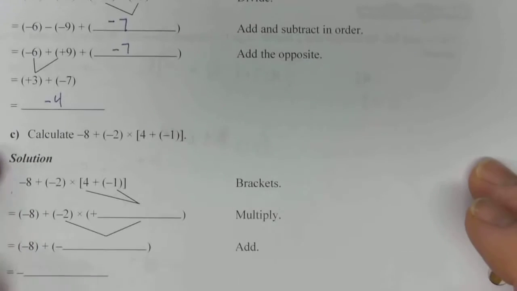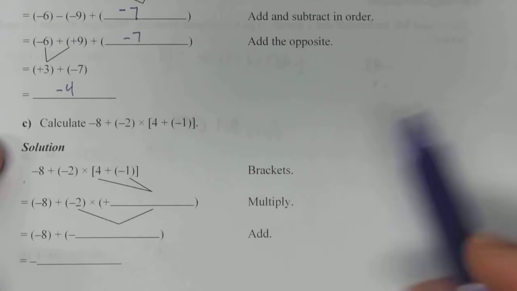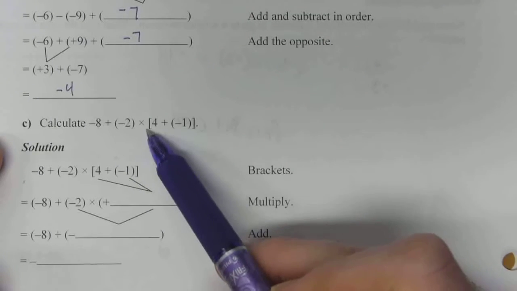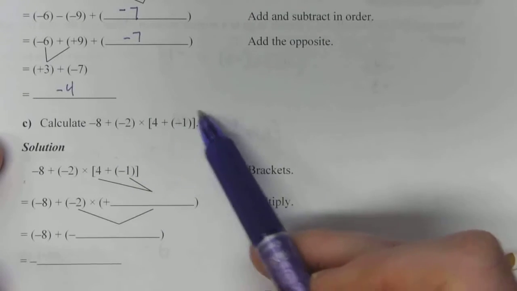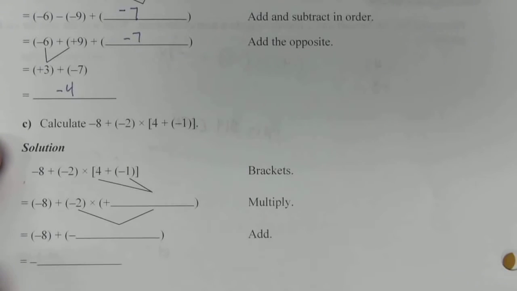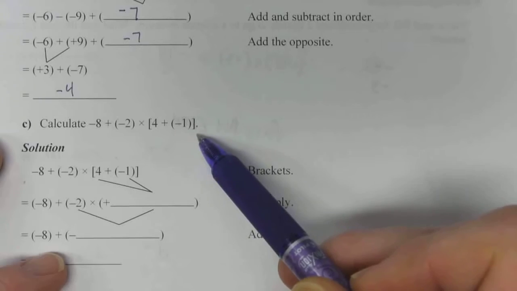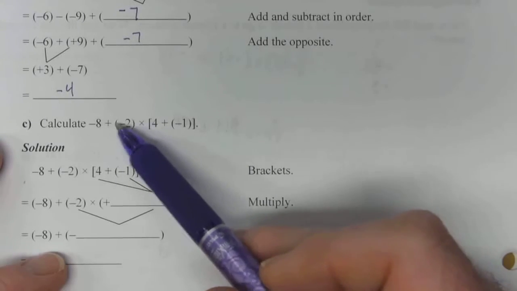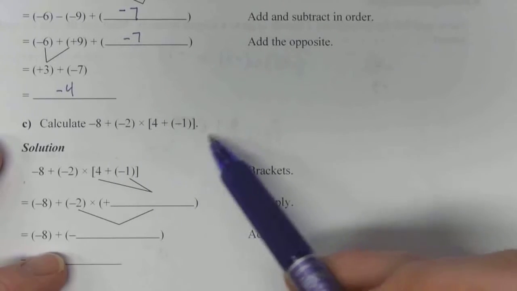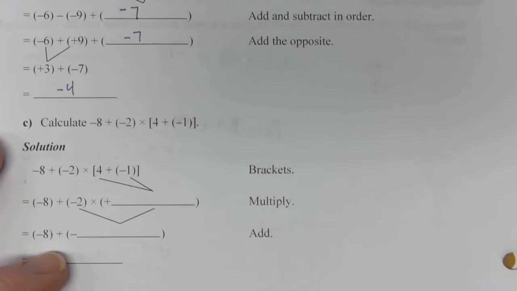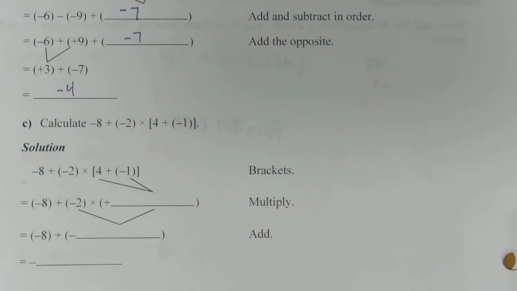All right, one more example here. Example C, calculate negative 8 plus negative 2 times. Now here's some brackets. 4 plus negative 1 inside brackets. Now also note, we're using square brackets here because we've already got the curved parentheses to indicate our negative numbers. So it'll be less confusing if you use square when you're actually dealing with operations.